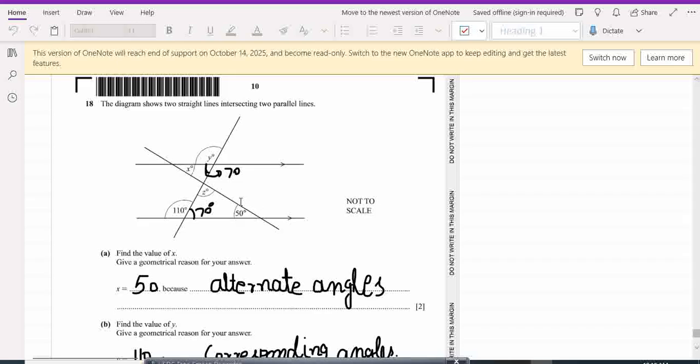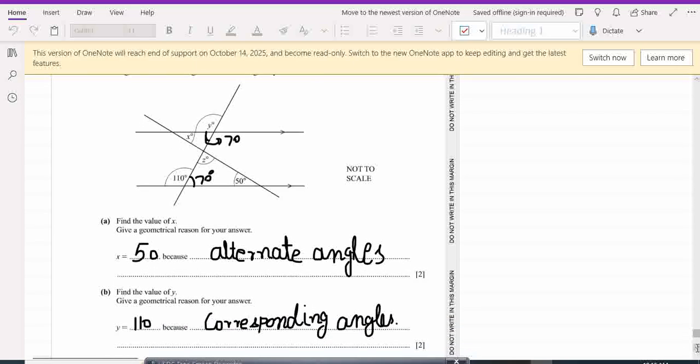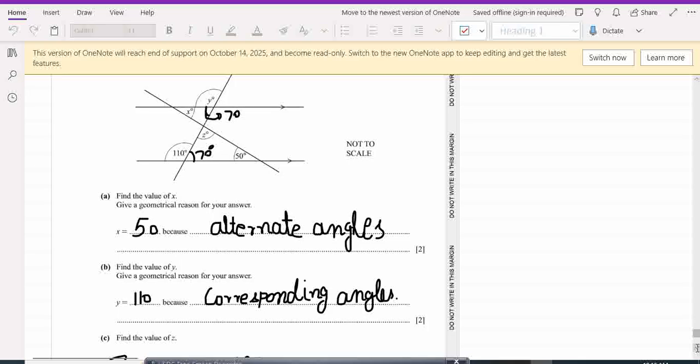Similarly, y and 110 are corresponding angles because this is the transversal line cutting these two parallel lines. The corresponding angles are also equal, so y should be equal to 110. Next, we have to find the z.